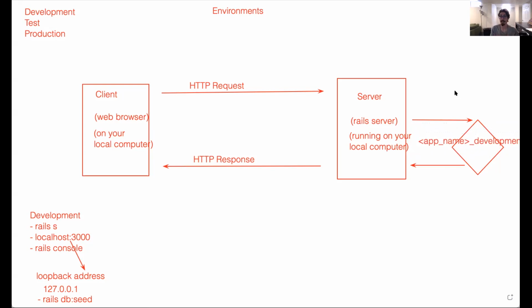So each environment has its own database. So if you're in the development environment, so you're running your Rails server, you're visiting localhost, you're working in your Rails console, or you're running Rails DB seed, all of those commands are going to affect the development database.